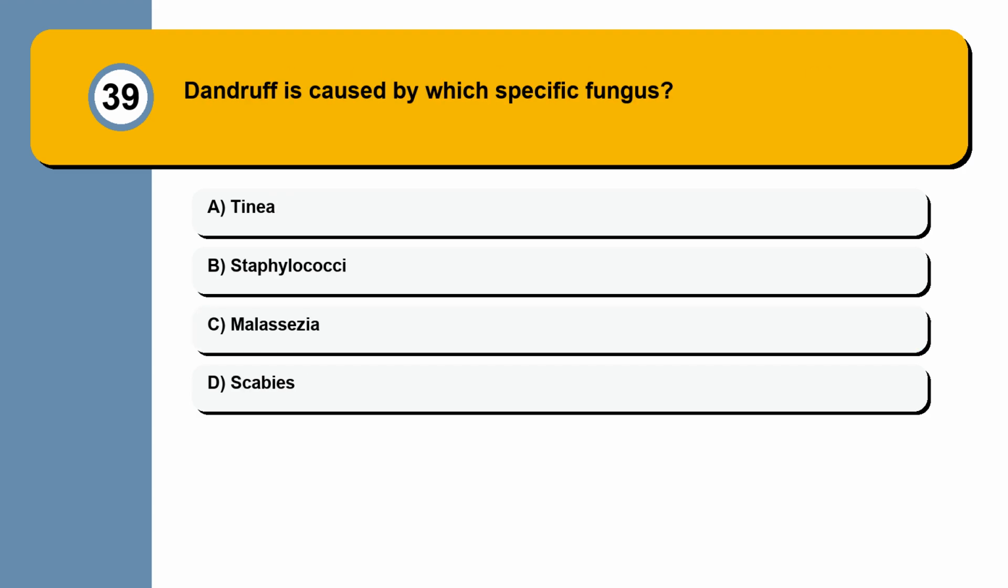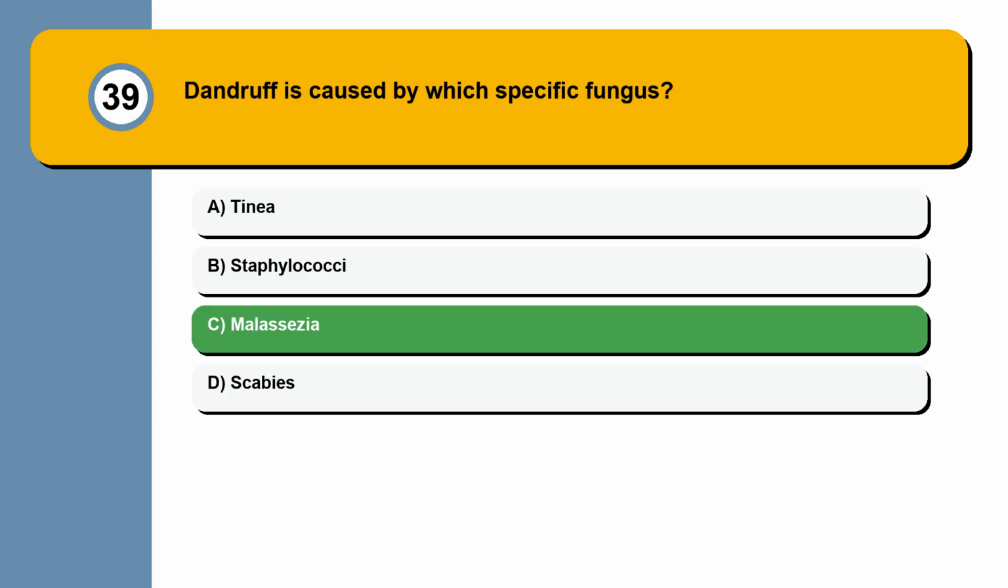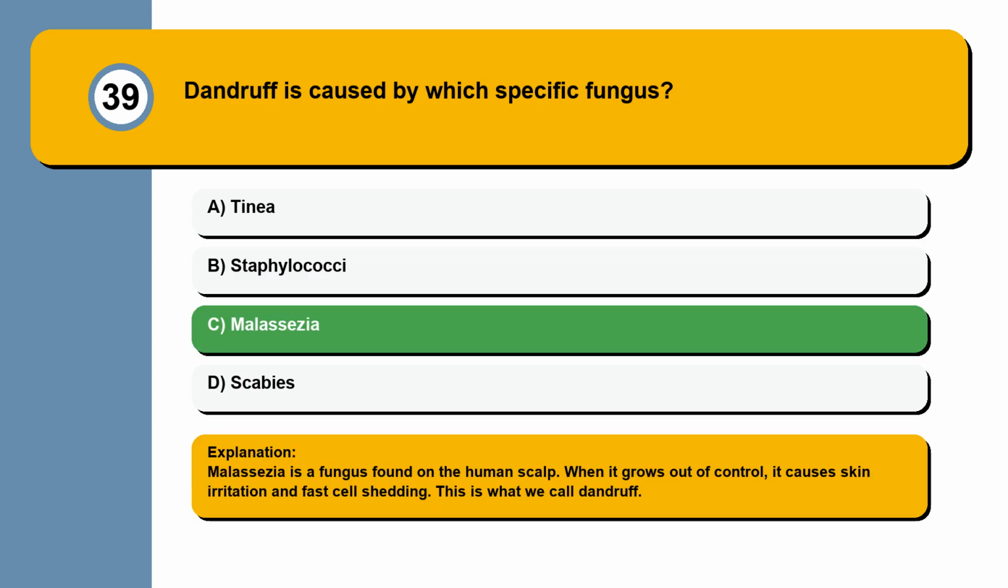Question 39. Dandruff is caused by which specific fungus? Tinea, Staphylococci, Malassezia, scabies. Malassezia is a fungus found on the human scalp. When it grows out of control, it causes skin irritation and fast cell shedding. This is what we call dandruff.